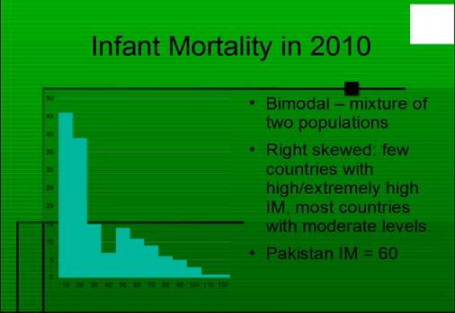The other feature that is clear from the graph is that there is a right skew. The graph is not at all symmetric, and in the right hand tail this means that there are few countries which have extremely high infant mortality. But most of them have an average amount. If you are interested, Pakistan's infant mortality in 2010 was 60, which is right around the middle of this graph.